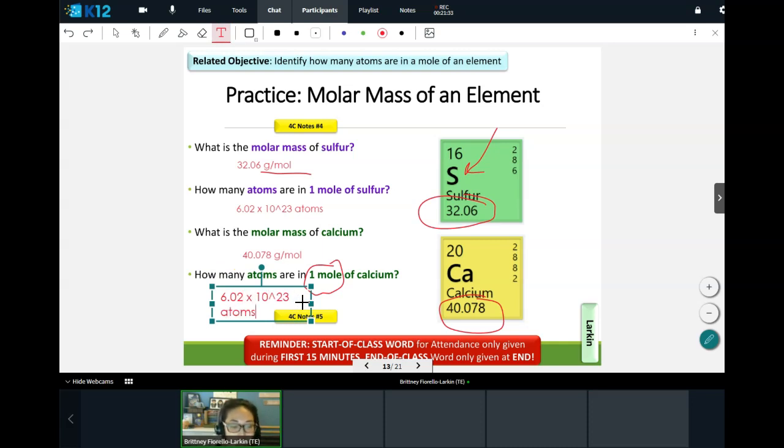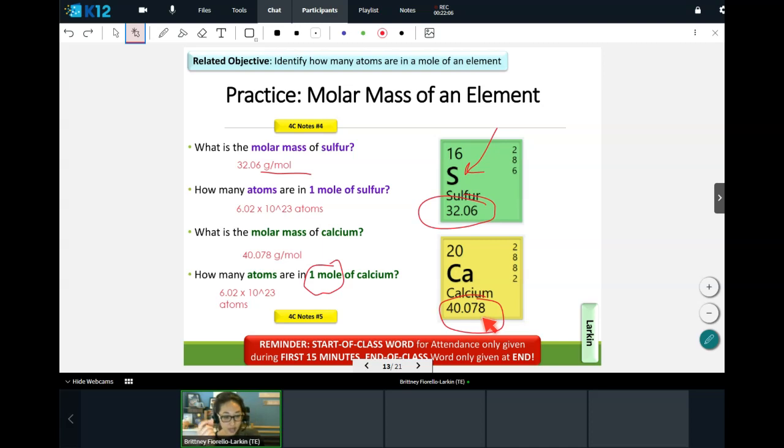Now, you might be like, okay, but Miss Larkin, why does a mole of calcium weigh more? It weighs 40.078 grams, which is a little bit more than half an apple. Well, this is like the difference between a dozen eggs and a dozen bowling balls. Even though you have a dozen of each, they still weigh different amounts because a single egg is smaller, and therefore a dozen of that smaller object will weigh less. Same thing with bowling balls. A single bowling ball is larger, and so a dozen of those will overall be heavier.